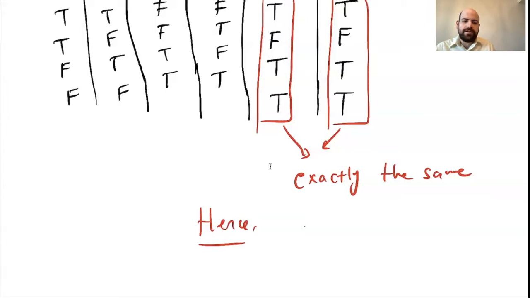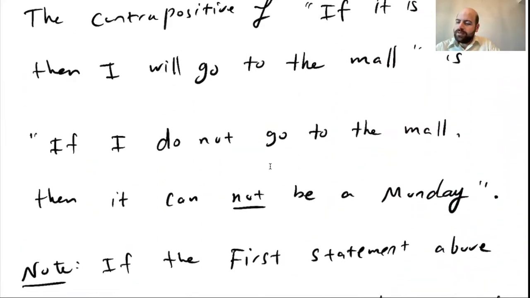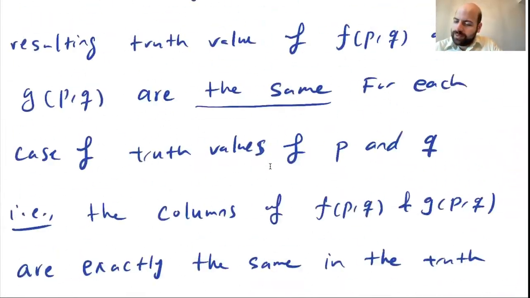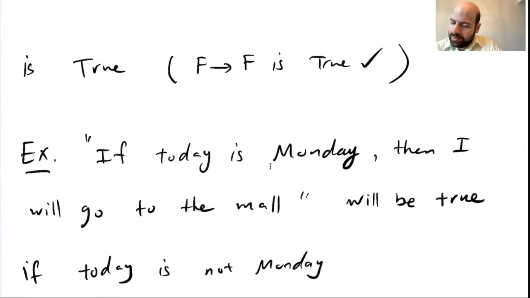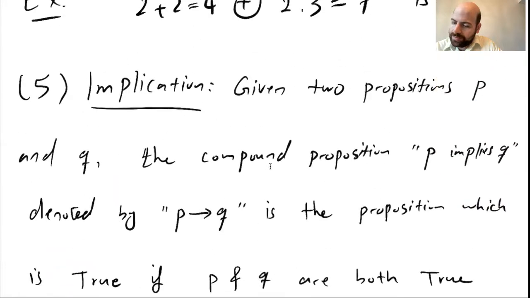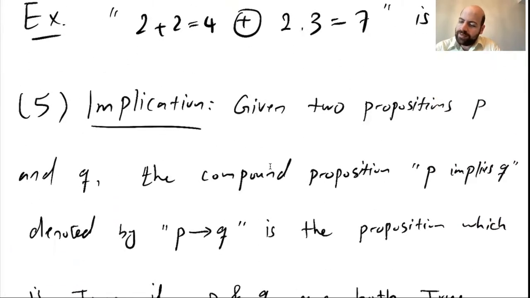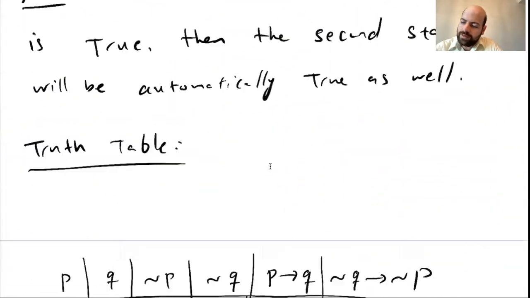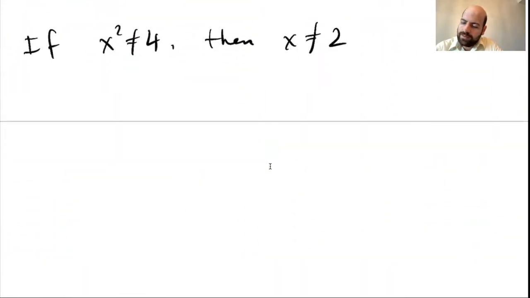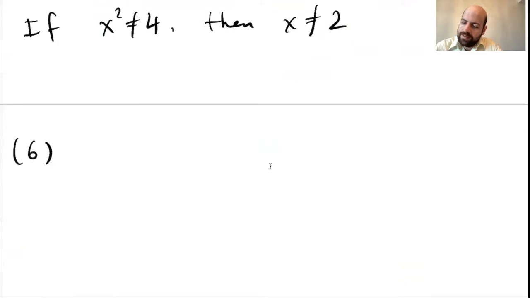So another operator that we want to cover is the biconditional operator. So we were covering the operators. So this was 5, implication. Now let's look at 6, which is the biconditional operator.